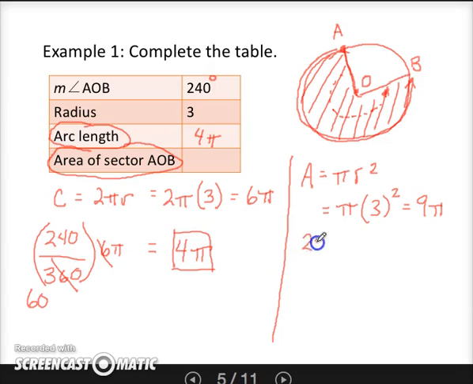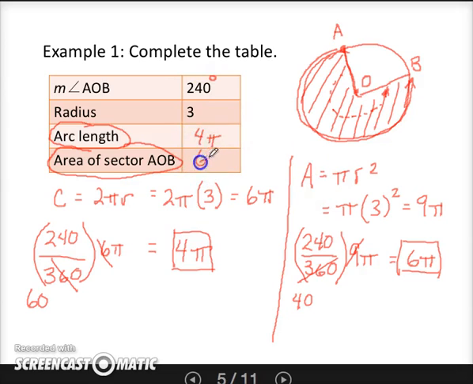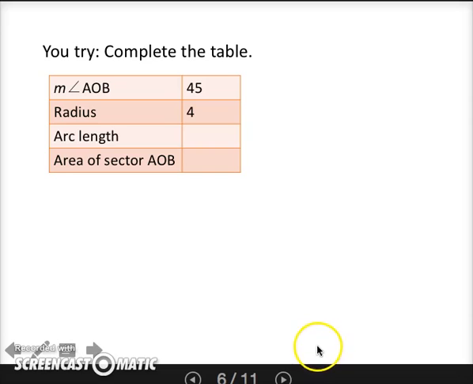So again, we have 240 degrees over the entire circle, which is 360, times 9 pi. Again, this simplifies down really nicely because 9 goes into 360 40 times, and 40 goes into 240 6 times. So we're left with 6 pi as the area of this sector. You try one like this. Complete the table.